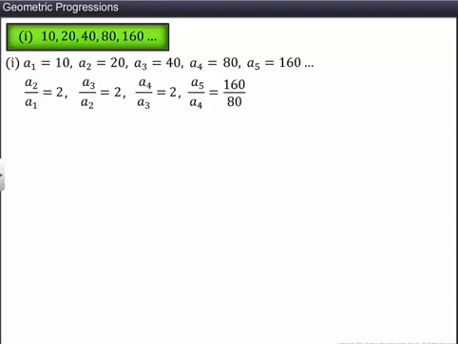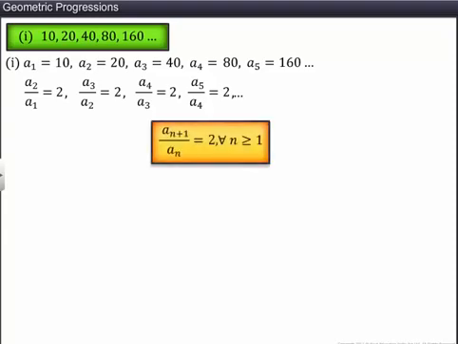Hence, we can generalize that the ratio of the n plus 1th term to the nth term is equal to 2 for all n greater than or equal to 1. It implies that the n plus 1th term can be obtained by multiplying the nth term with the constant 2.